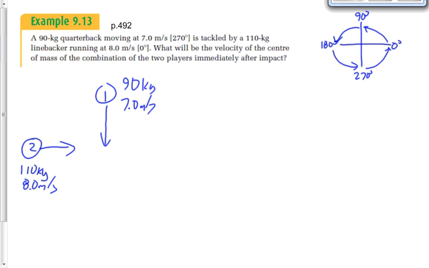What do we mean by center of mass? Center of mass is like an average. It's like an average of where the mass is. Okay, the center of mass of a perfect sphere is right in the middle of that sphere. The center of mass of a hammer is closer to the heavier end of the hammer. Center of mass is where we can consider the mass to be concentrated.